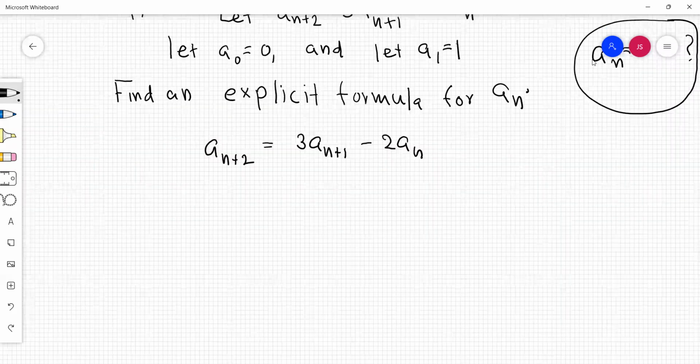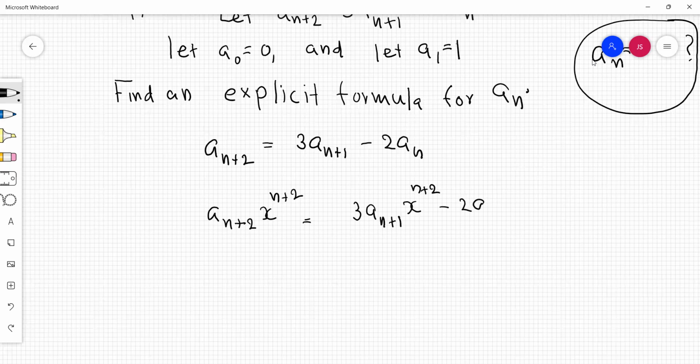And then what we did? We must multiply both sides by the power of this left-hand side one. That means we must multiply it by x^(n+2), which is equal to 3a_(n+1) x^(n+2) minus 2a_n x^(n+2).